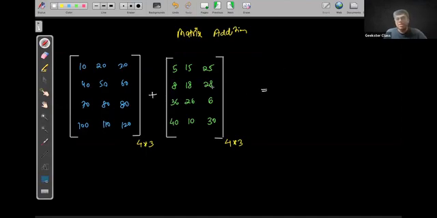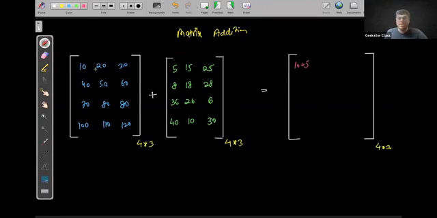And what will be the result of addition? Does anyone know what will be the dimension of the resultant matrix? I guess we have already done this. It will also be the same, 4 cross 3 only. 4 rows, 3 columns.